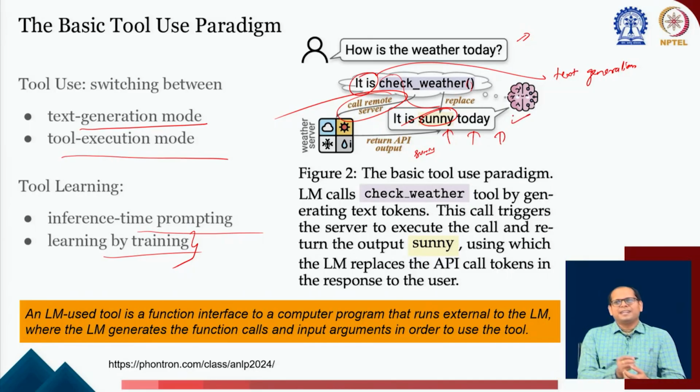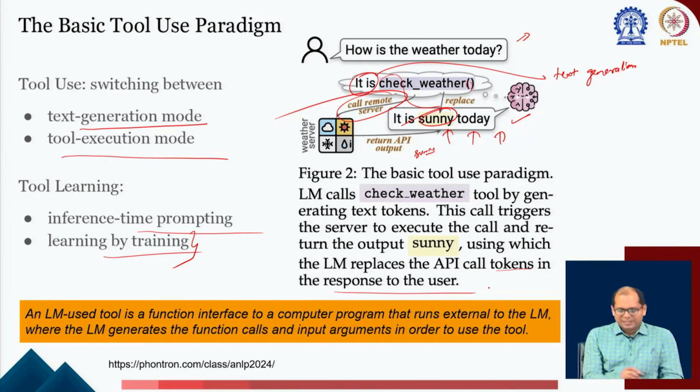It is sunny today, and it appears as if you have direct access to the real world, but you have it through an API, through certain APIs. So, the LM will replace the API call tokens in the response to the user.